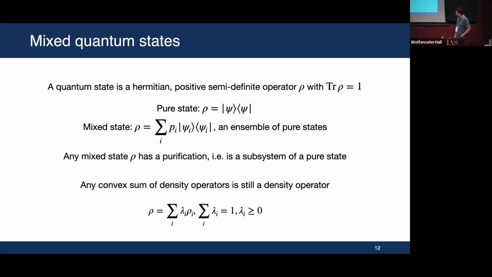Okay. Another useful fact is that if we take a probabilistic mixture of mixed states, meaning that we form a convex sum of density operators, you still get another density operator. Okay. So the space of density operators is a convex set. And this is what I mean by a convex sum. Okay. So basically just a probabilistic mixture of different states. All right, so these are the mixed states that I'm going to study.